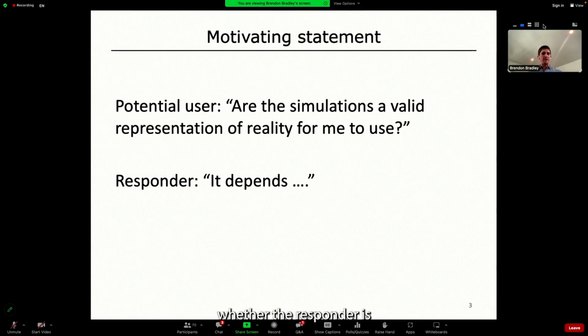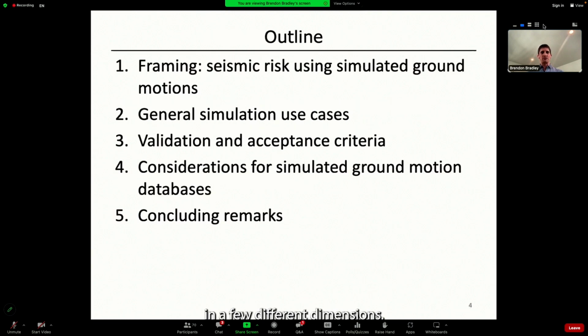And the responder, whether that responder is the person performing the simulations or someone else that has some knowledge, naturally is, as you may have guessed, going to respond along the lines of it depends. And it depends on a multitude of factors: how accurate the representation of reality needs to be, what is the use case, what region of the world are you in, and so on and so forth. So I hope to tease out the answer to that question in a few different dimensions.